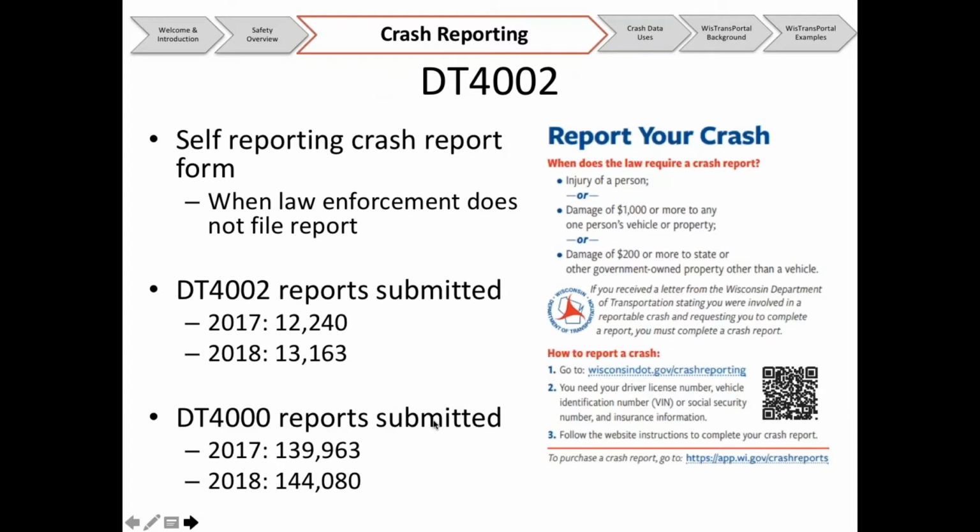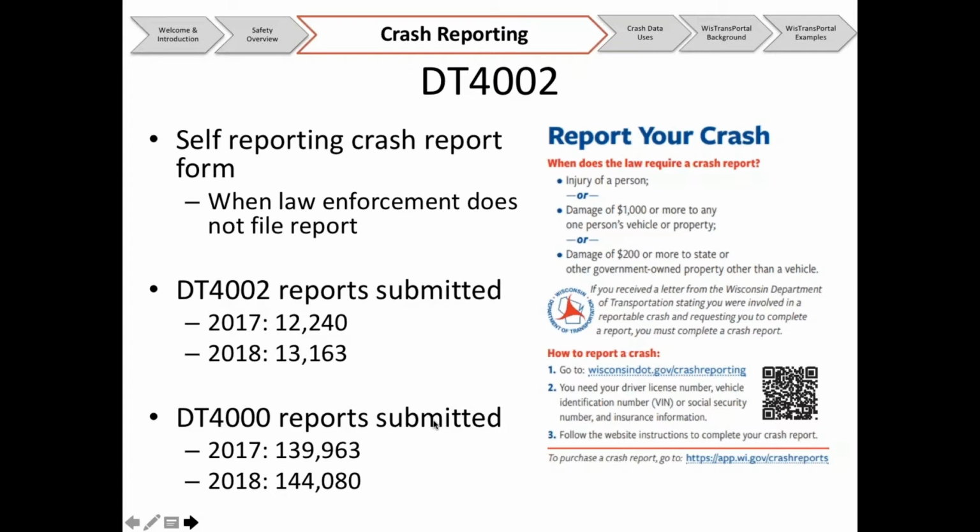When we updated the crash report form, the DT4000, we also went to electronic on what's called the DT4002, which is the driver self-report. The idea here is that the definition of when the law requires a crash report is the same. Whether it is a 4000 or a 4002, it is the same definition: an injury or death of a person, damage of $1,000 or more to any one person's vehicle or property, or damage of $200 or more to state or other government-owned property other than a vehicle.